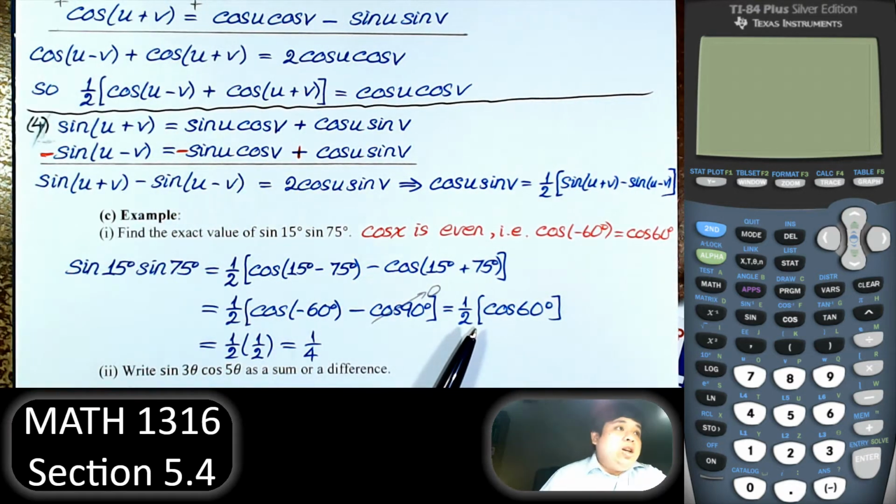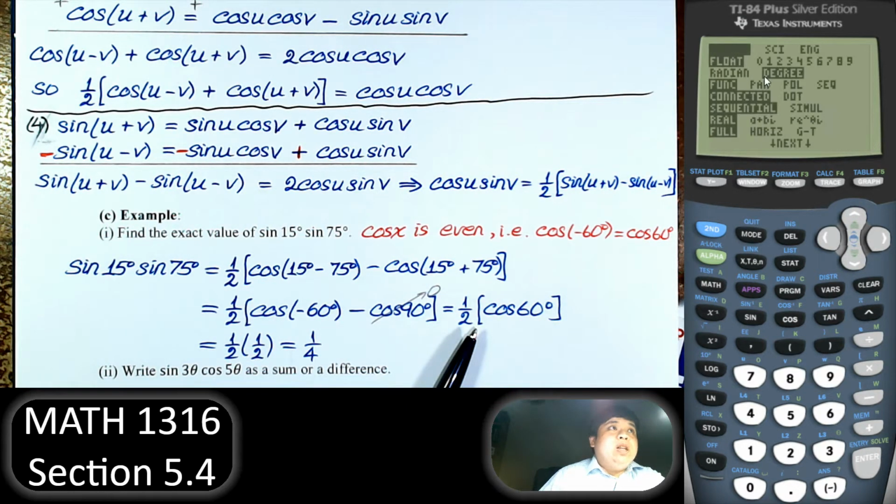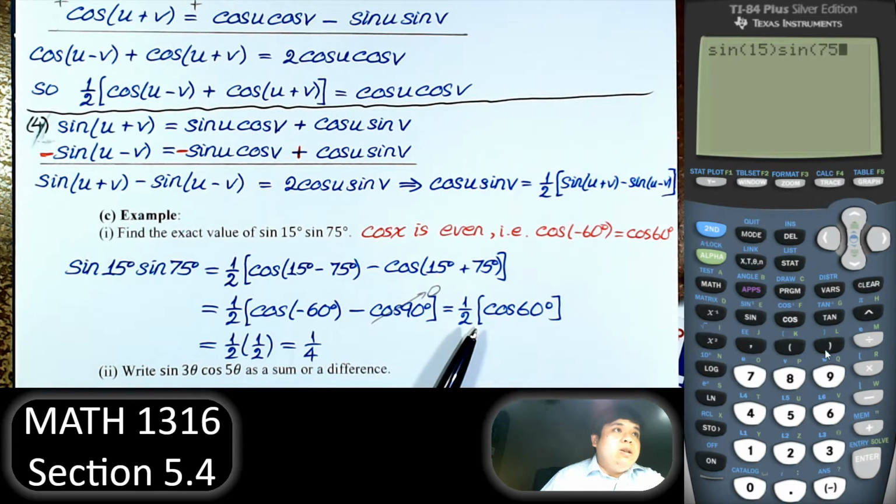Right, let's check with the calculator. Before we do that, make sure it's in degree mode, which is the case. So sine of 15 degrees times sine of 75 degrees, of course that's 1/4, so it's good.